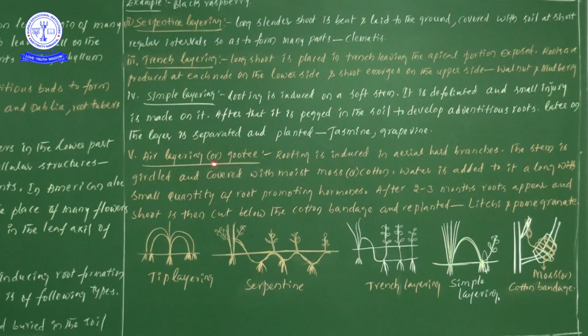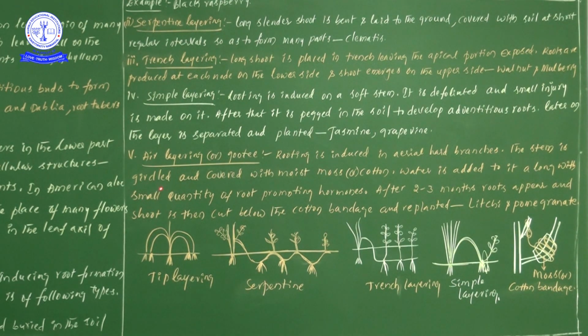Next one, air layering, or gooting. This is important. Air layering, the word itself tells us, we are not keeping this layering in the soil, we are doing it in air. So that's why scientists have given the name air layering. We call this air layering by one more name, gooting. Now rooting is induced in aerial hard branches. Rooting is induced in aerial hard branches.